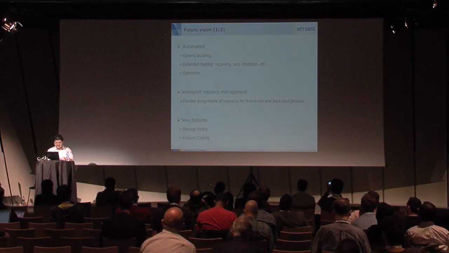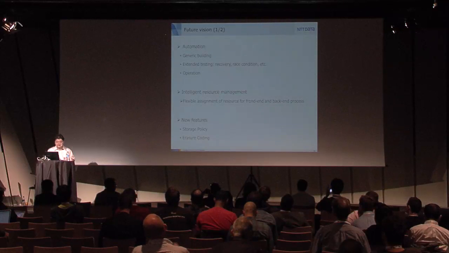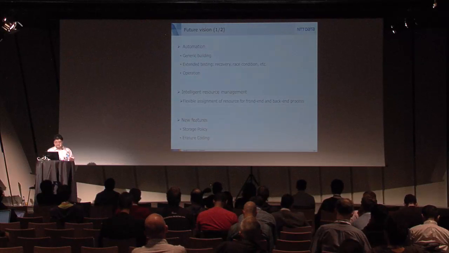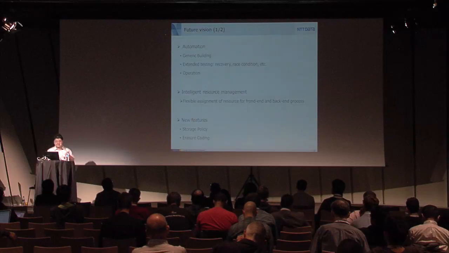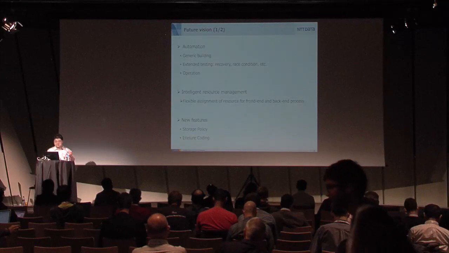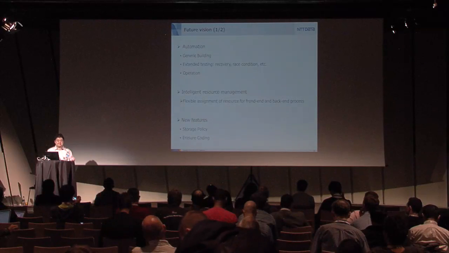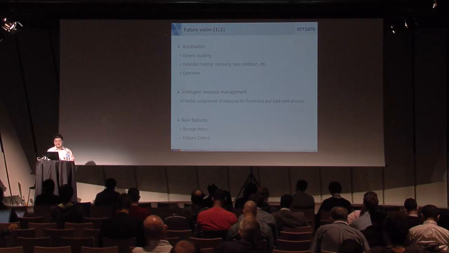Okay, so at the end of my presentation, I will explain what we now think about our future vision. The first vision is about automation. In this project, we constructed automated building and testing, and we are now trying to make them more general. In particular, there are many other things we should automate in testing, like recovery tests and race condition testing and so on. The recovery test is very time consuming because there are so many test cases, so we are trying to automate this kind of testing.